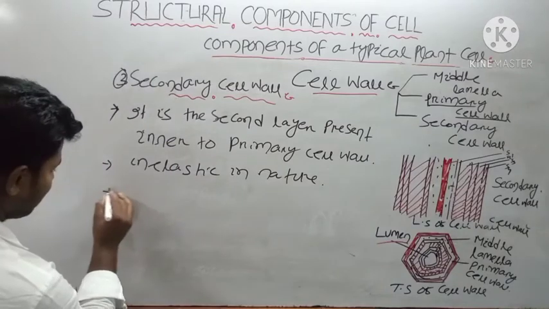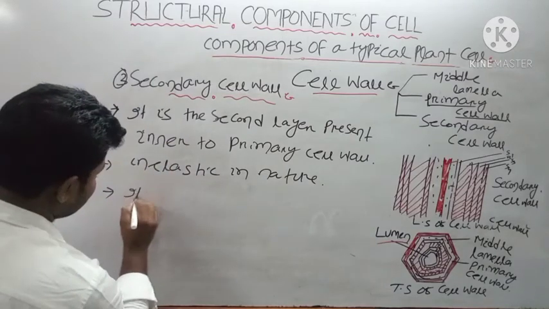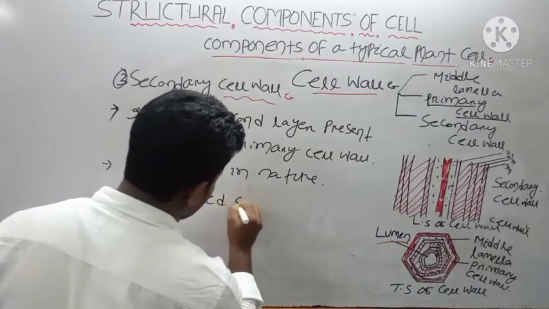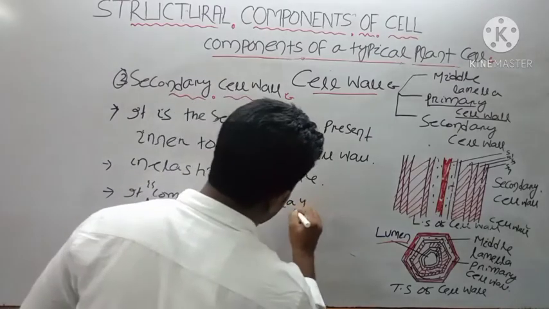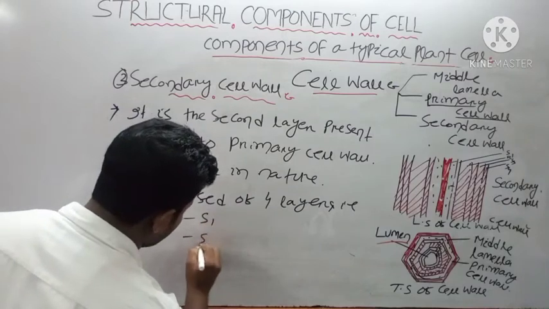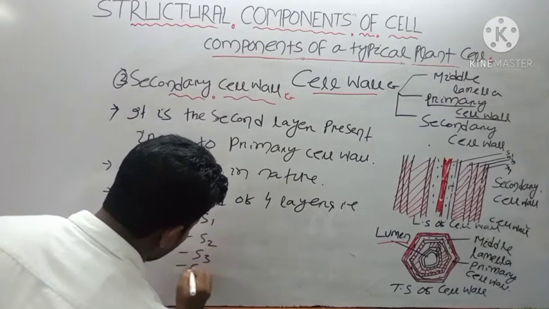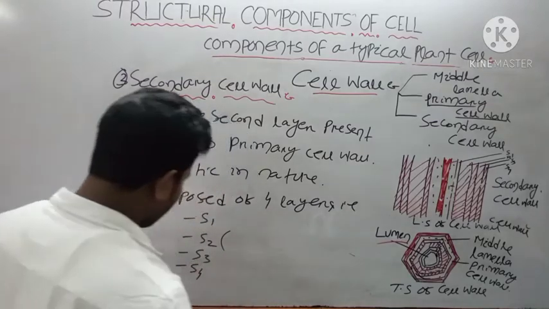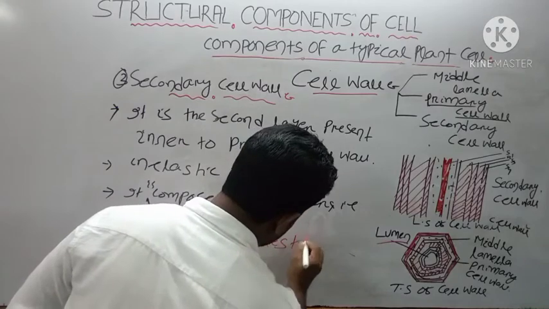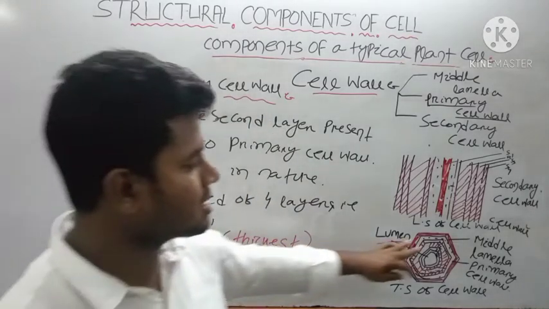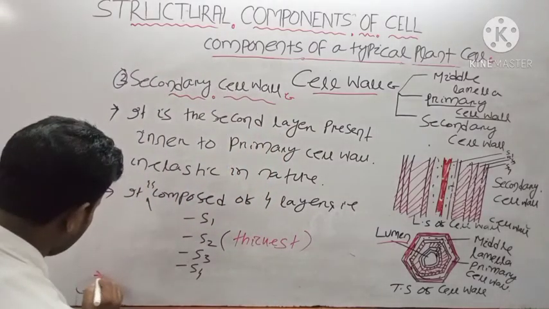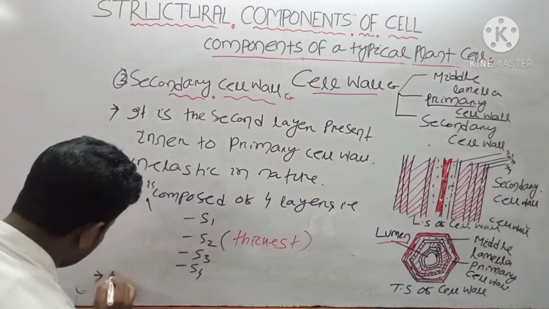We can write it down. That is, it is composed of four layers, that is S1, S2, S3 and S4. Among them, S2 is the thickest layer. Okay, S2 is the thickest layer. That's why the secondary cell wall gives rigidity to the cell.